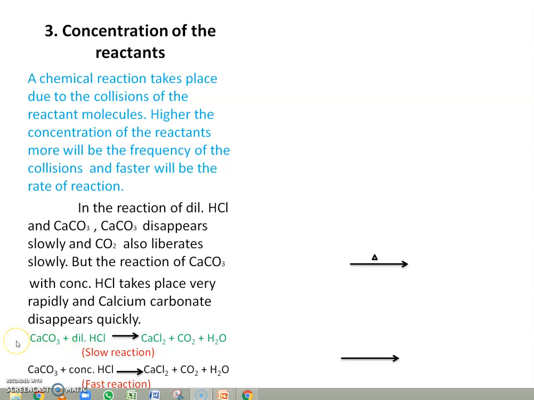In this case, you will find that one reactant is the same, that is the calcium carbonate, but we have taken dilute HCl and concentrated HCl. In case of concentrated HCl, the formation of carbon dioxide bubbles is more, while in case of dilute HCl, the formation of bubbles of carbon dioxide is less. In short, we can say that the rate of reaction also depends upon the concentration of the reactants.